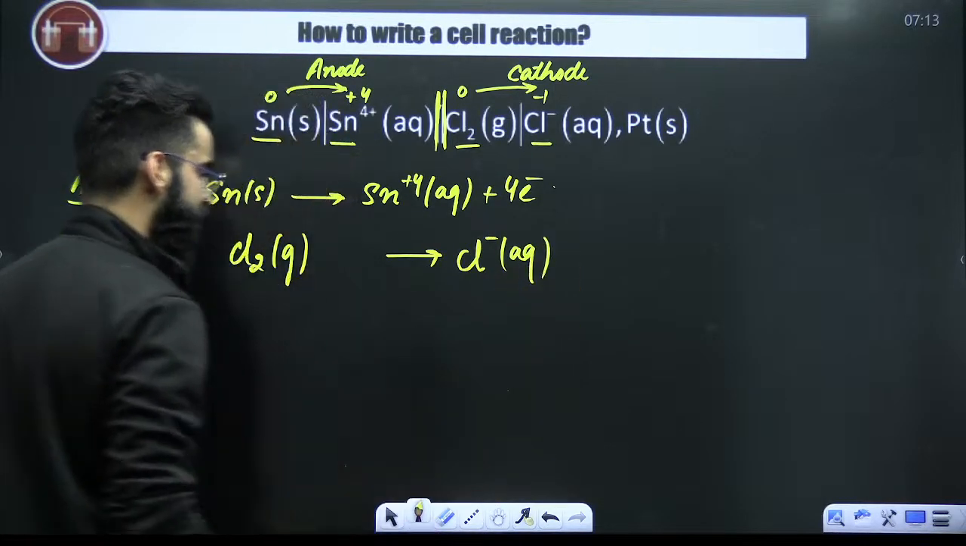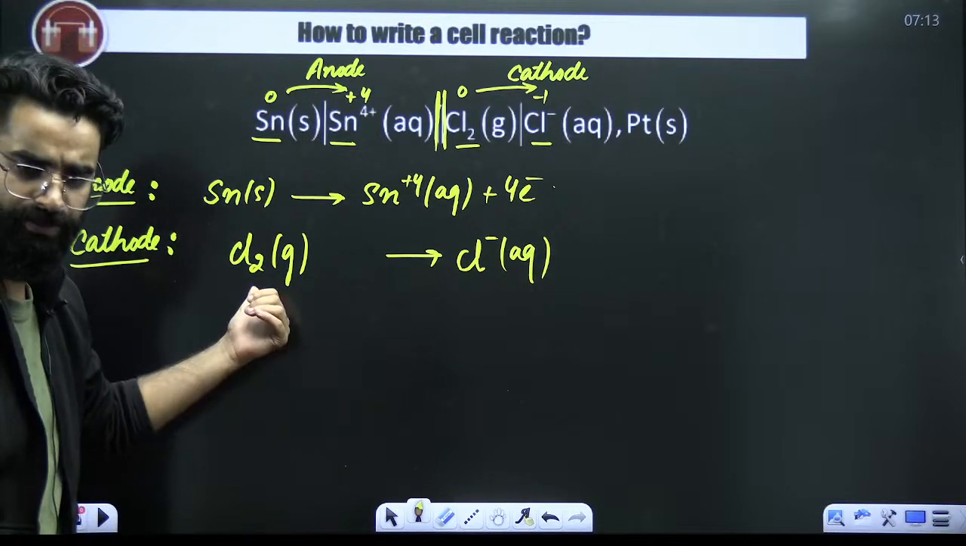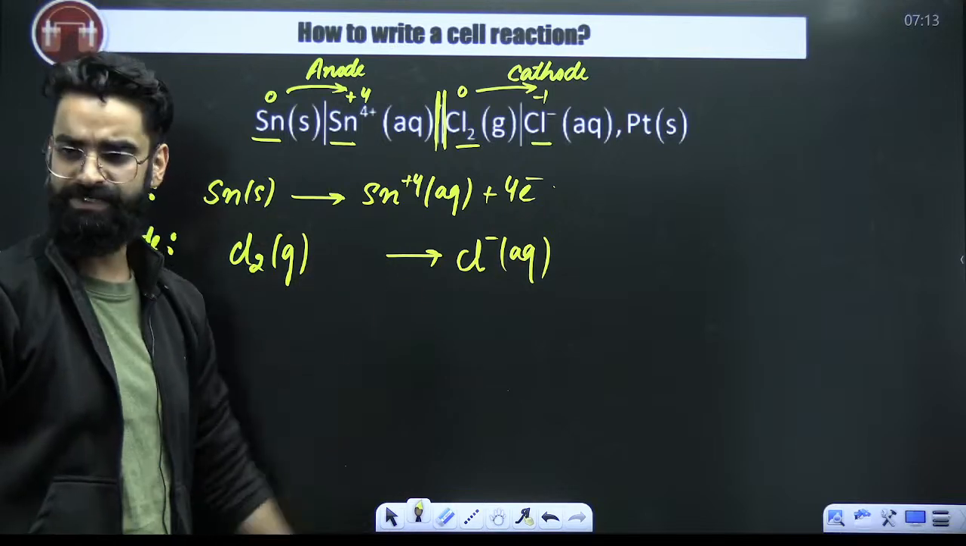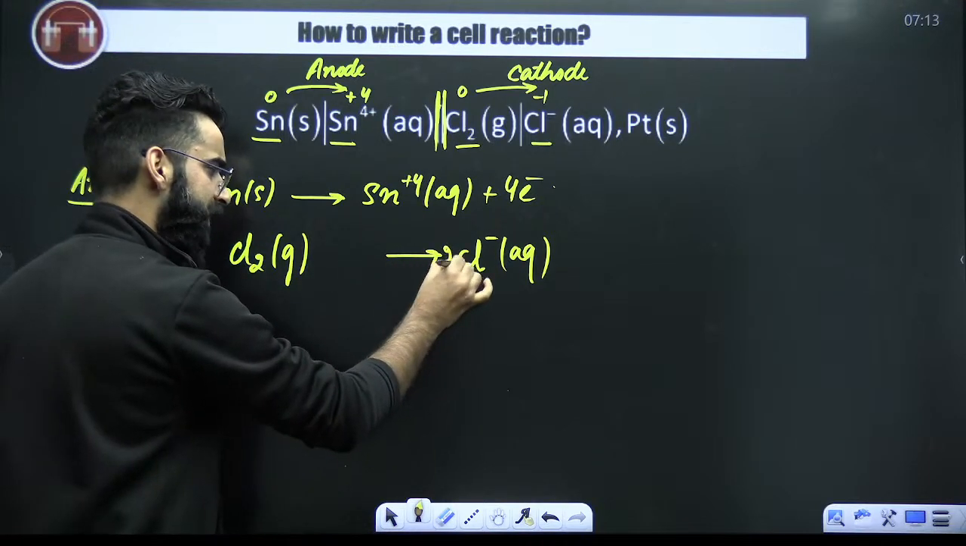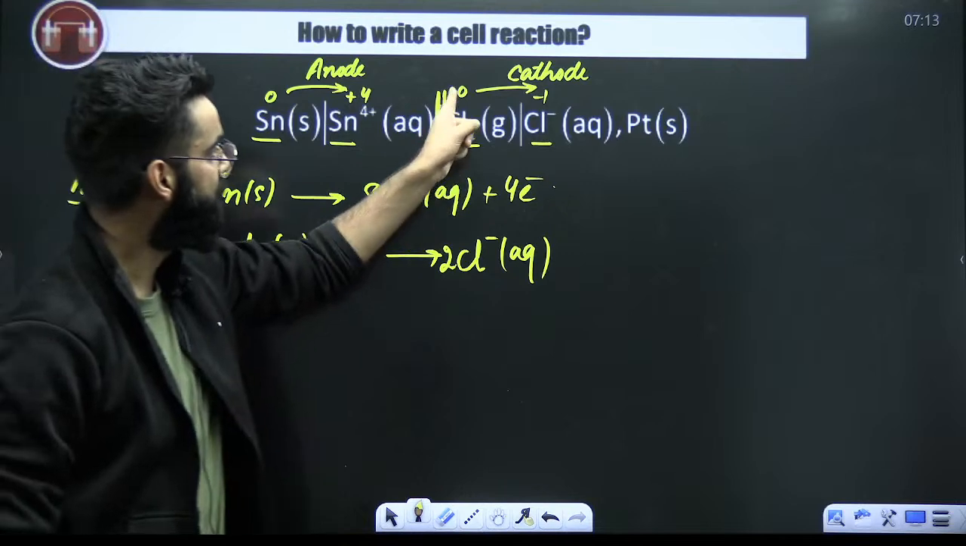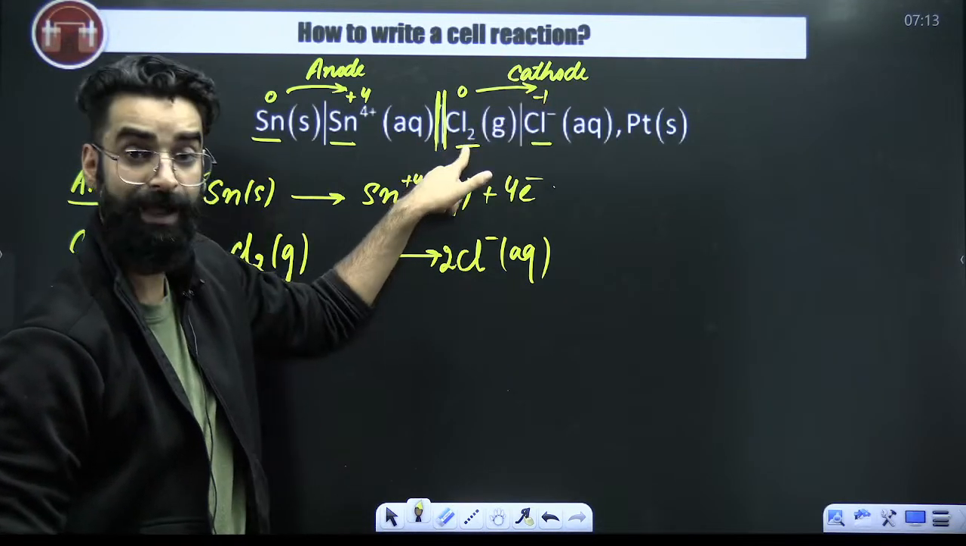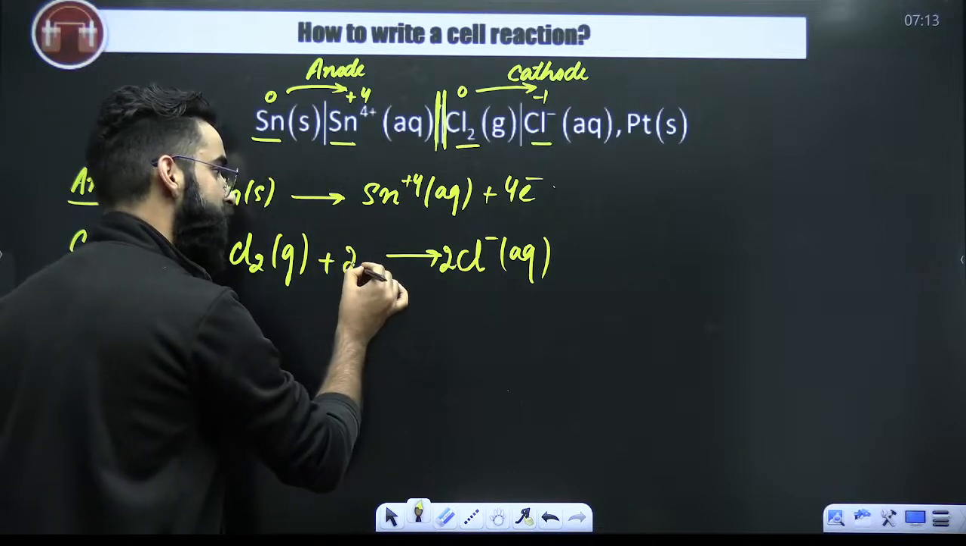And you know, at cathode, reduction takes place, gain of electrons. So I would say Cl2 will be gaining some electrons. Then only it will be getting converted into Cl negative. Now this is Cl2, make it 2 times Cl negative. Tell me one thing. 0 to minus 1, what is the change? 1. 1 is the change for one atom. How many we have? 2. So basically, it will be gaining 2 electrons.